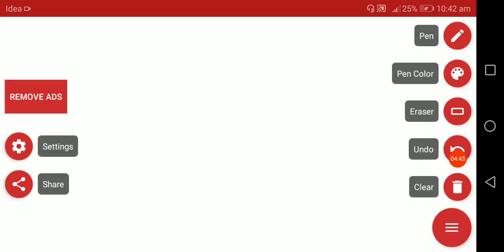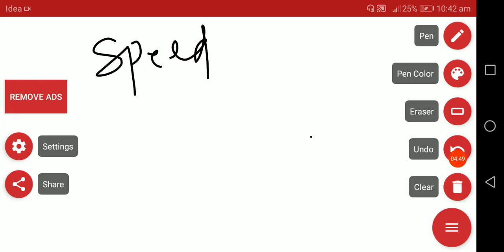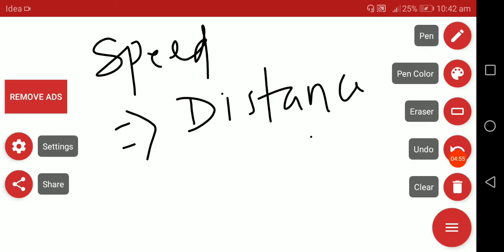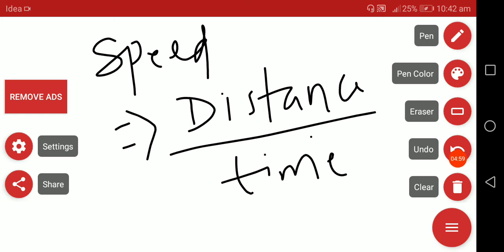Okay, now the next thing that we have to study is speed. Now how to calculate speed? Speed is simply the ratio of distance per unit time. Distance we already learned. So in a unit time, how much distance we travel is shown by speed.